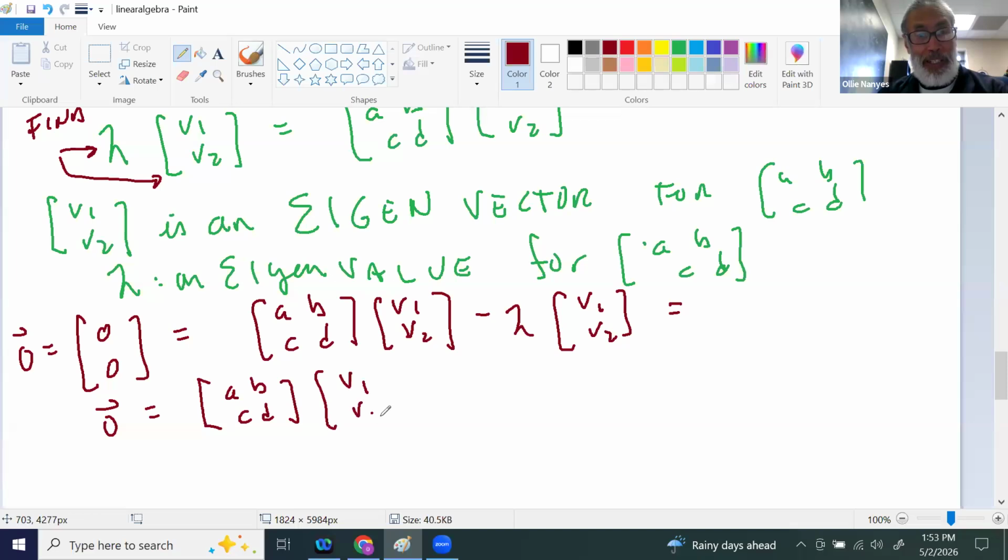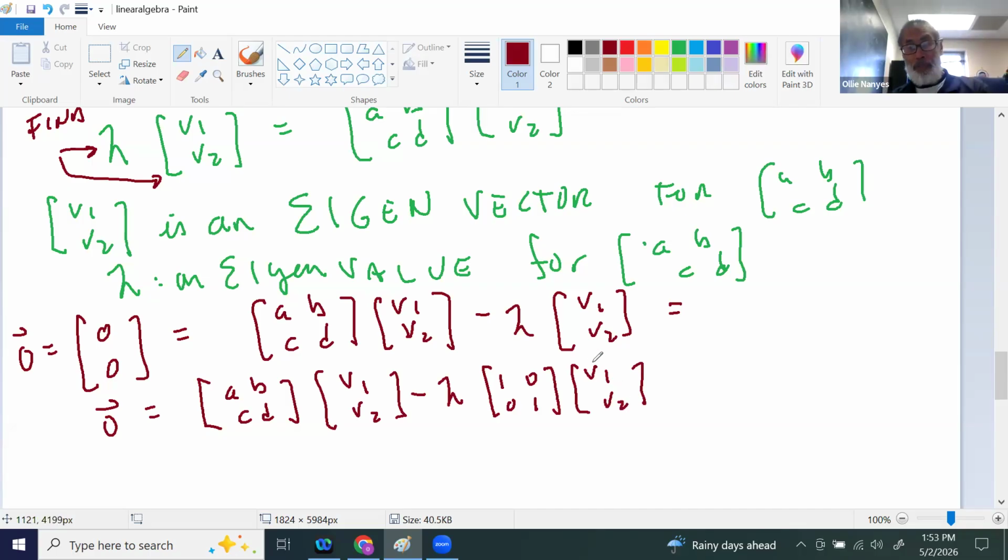And this is a technique. What I can do is insert the identity matrix here, and that will not change anything. But what it enables us to do is factor out the V1, V2 and not get nonsense. If I tried to factor this out here, I'd have a 2 by 2 minus a scalar, which is nonsense.